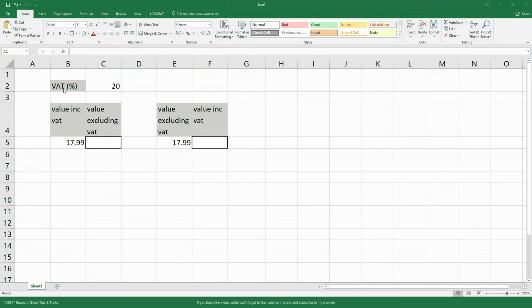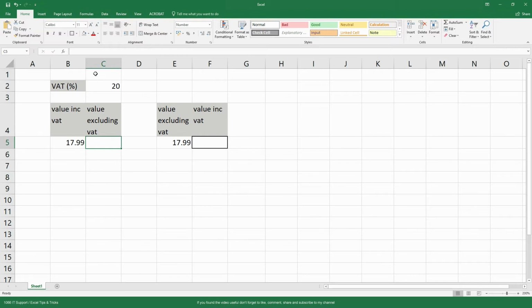Hi, this is Dan from 1066 IT Support, and today I'm going to be showing you the formulas I use for working out VAT within Excel. I've put together a basic spreadsheet. In cell C2 we have the VAT figure. In cell B5 we have the value inclusive of VAT, of which I intend to remove the VAT in cell C5. In cell E5 I have a value exclusive of VAT, of which I intend to include the VAT on this figure in cell F5.